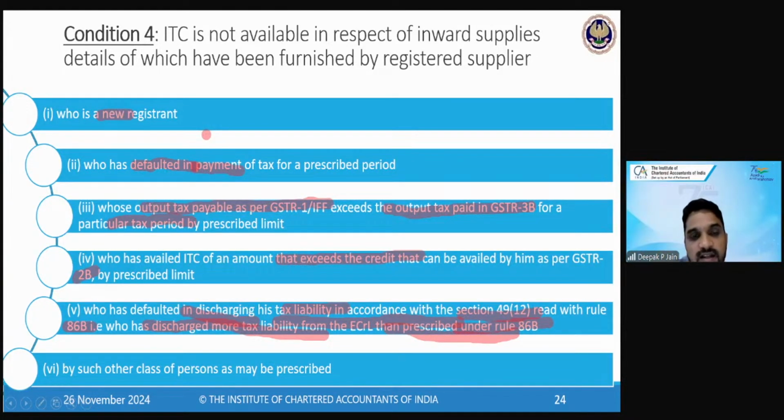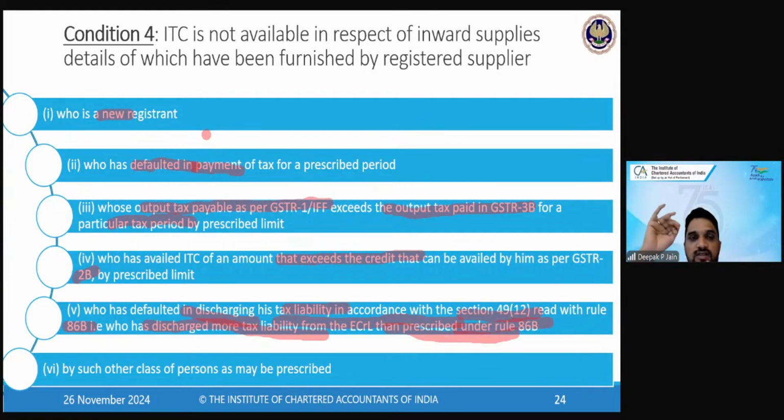ये तो खुलेआम दे दिया गया है. It's an open-ended thing, saying that the government or the CBIC will specify certain classes of persons from whom, if you are purchasing, it will be blocked under Section 38. So Section 38 is a draconian provision: you have done everything, the supplier is the right supplier, he's a genuine supplier. But just because of these criteria, he's a new registrant, or has defaulted in payment of tax for one or two months, all of that will not be available to you. But once he clears that, it will become available to you.